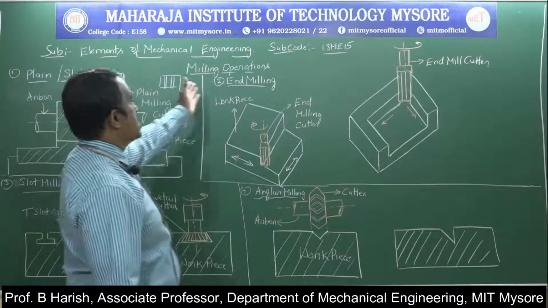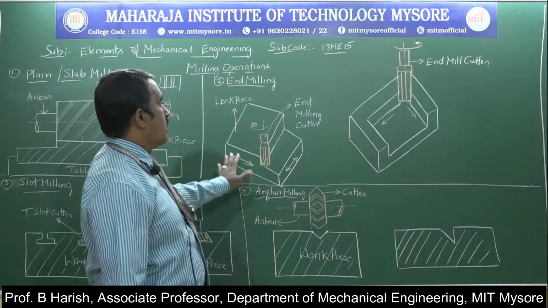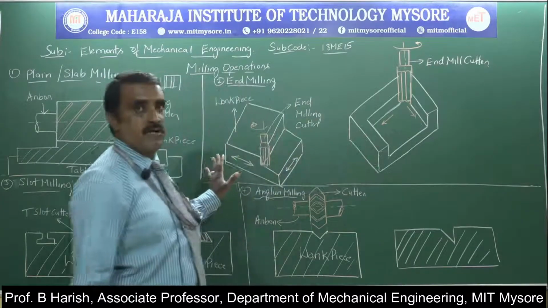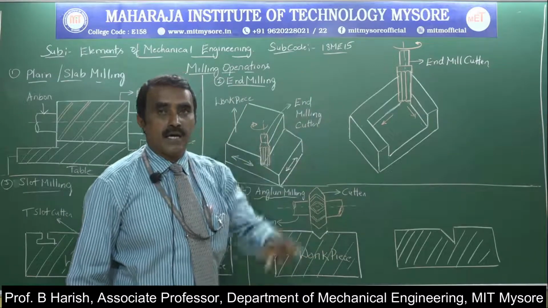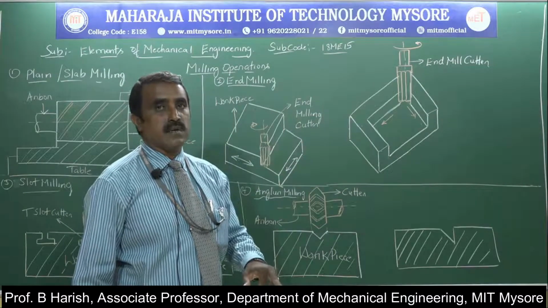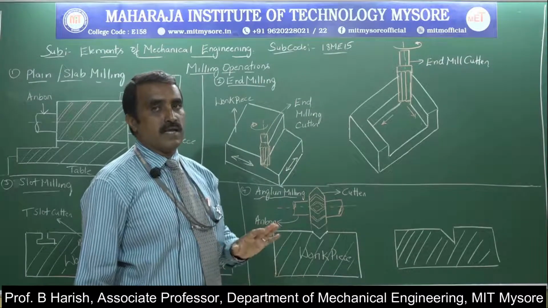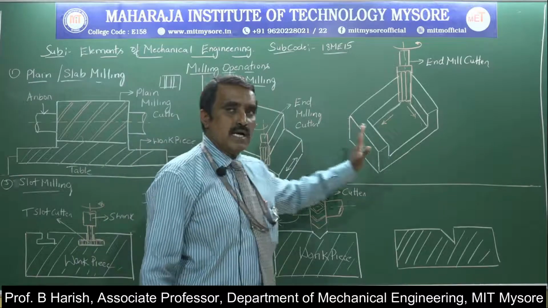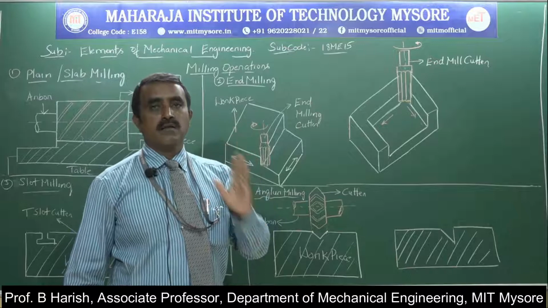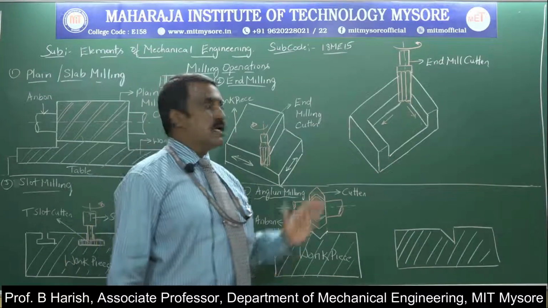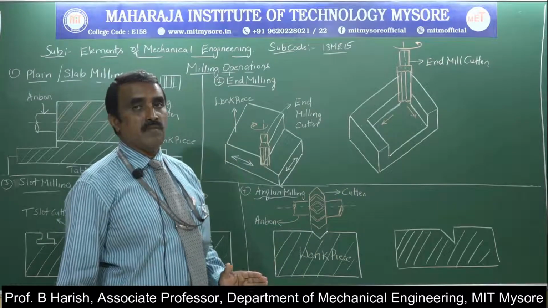The next operation is end milling. Here you can observe the sketch. I have drawn two sketches. In both the sketches the cutter is in a vertical direction, which means it is fixed to a spindle that is in a vertical direction. That concludes that this is an operation performed on a vertical spindle milling machine.